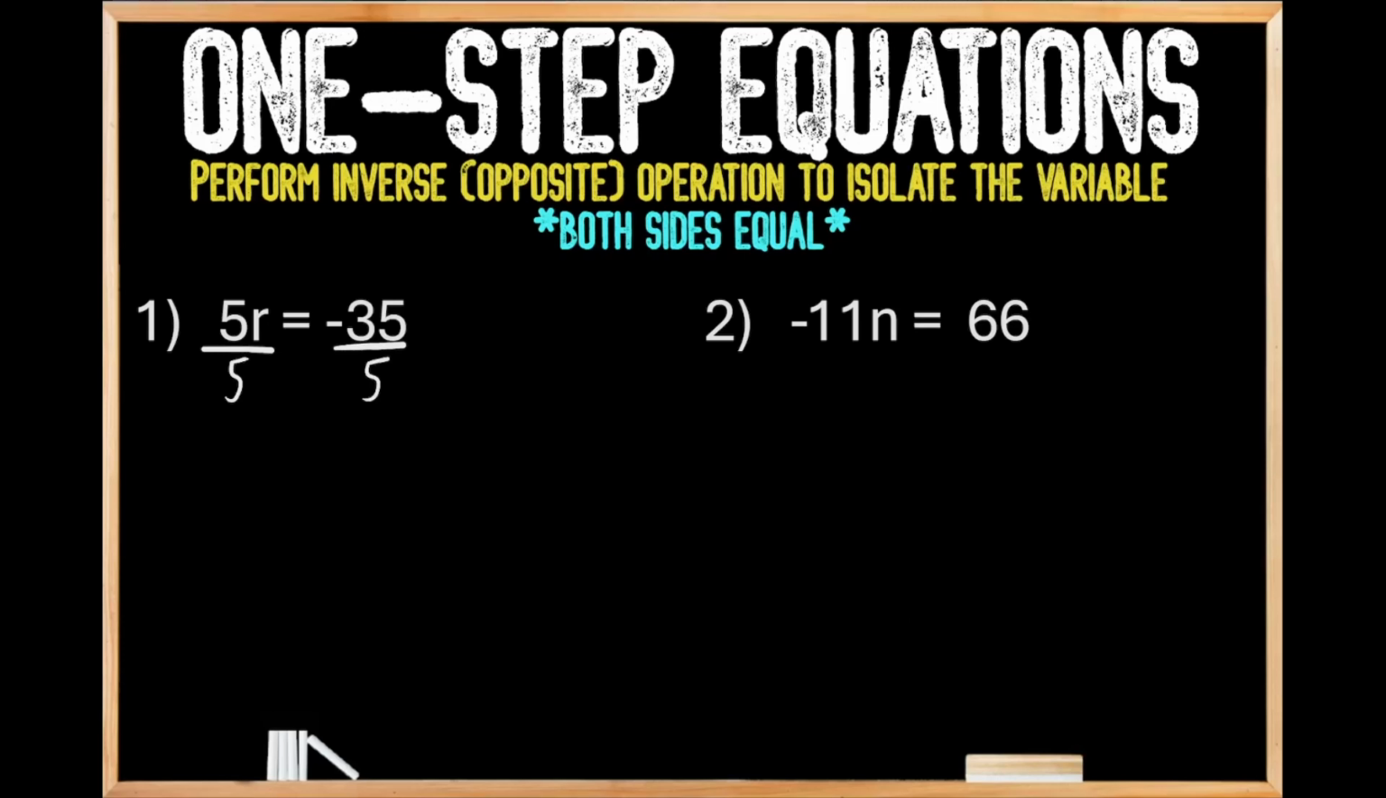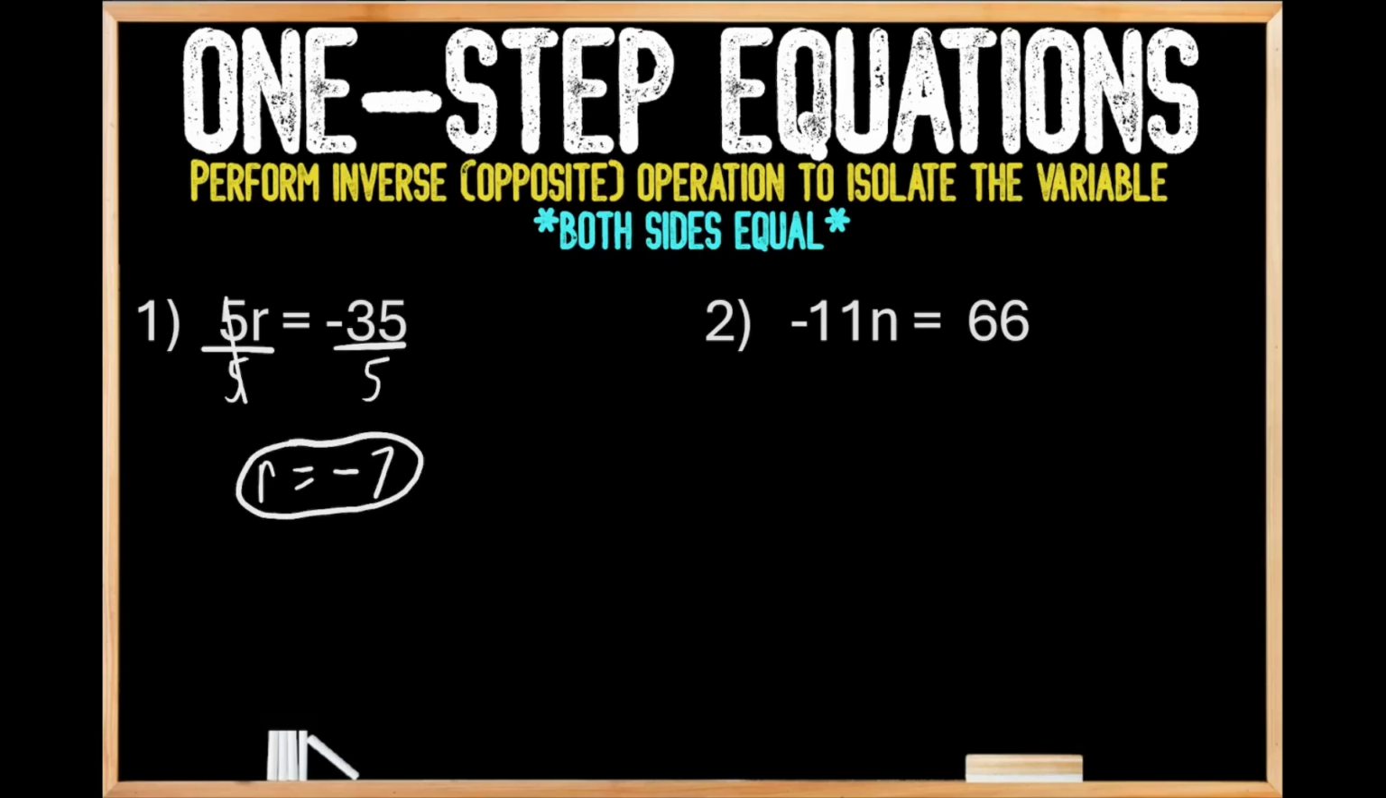Starting out with the left-hand side, multiplying by 5 and dividing by 5 cancel each other out. So now our variable of r is isolated. And then on the right-hand side here, we're going to be dividing negative 35 by 5. And since we're dividing a negative by a positive, we're going to be getting a negative quotient. So when we divide negative 35 by 5, we get negative 7. So r is equal to negative 7.